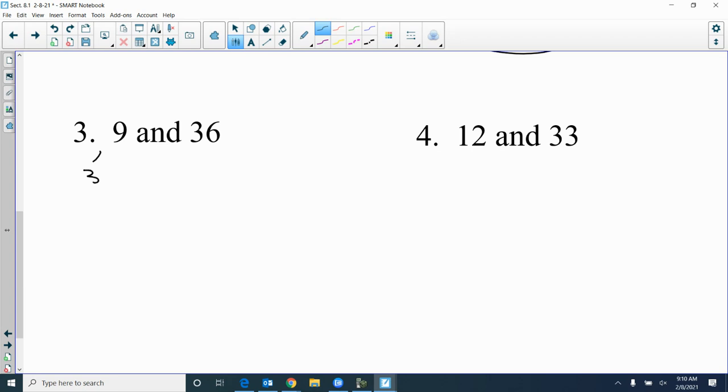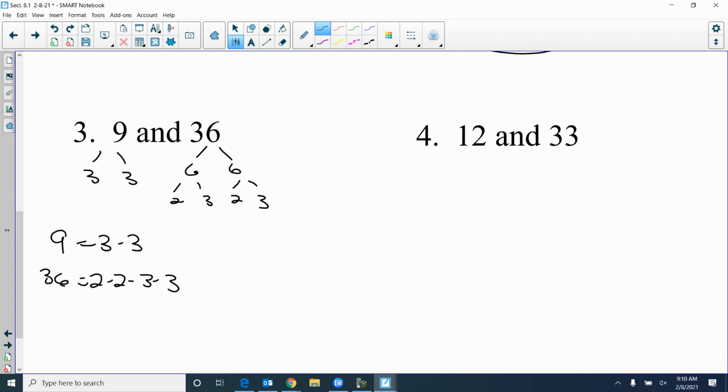Well, 9 is 3 and 3. 36 is 6 and 6. Okay. So our GCF ends up being 9.